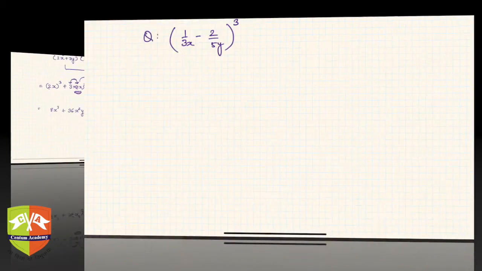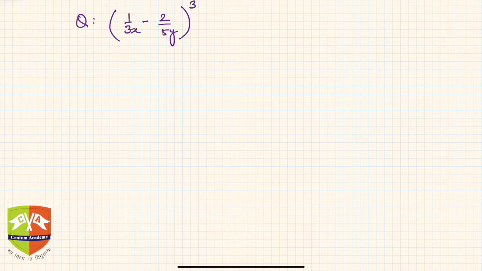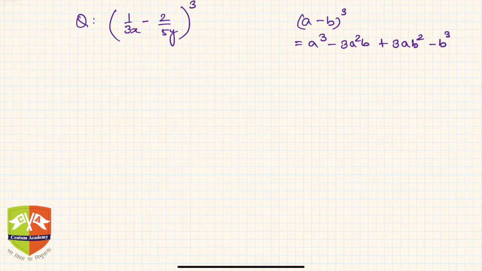Let's take another example. Now let's take this example. So we have to again expand it. Again, this is nothing but the a minus b whole cube form, which will be nothing but a cube minus 3a squared b plus 3ab squared minus b cube from our knowledge of identity. As I mentioned earlier also, if you have maintained a list of the identities, you can refer to that list, and this will be the expansion of (a minus b) whole cube. Here this one will be treated as a and this one will be treated as b.